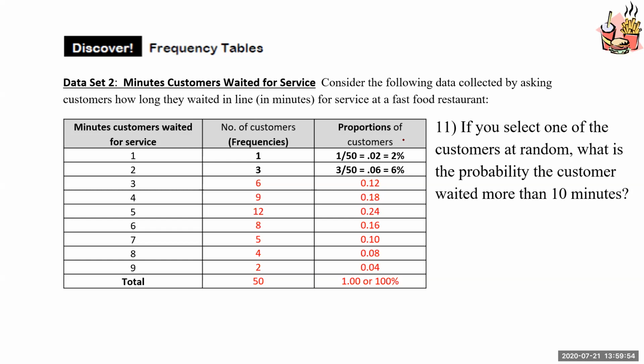Now, if you select one of the customers at random, what is the probability the customer waited more than 10 minutes? Did anybody wait more than 10 minutes? Nope. So that is 0%. Is that okay? Nobody in this survey waited more than 10 minutes.